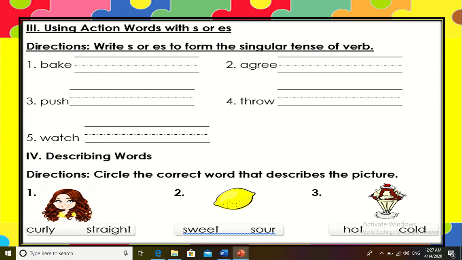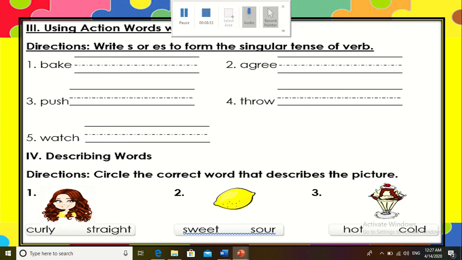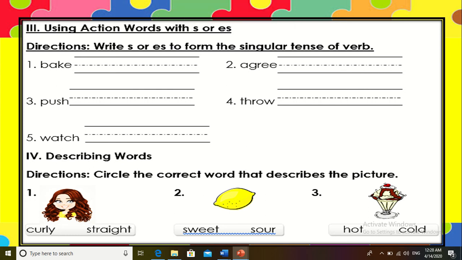Okay, number 1, bake. Copy the word bake again on the line and add S. Very good. How about number 2, KGs? Agree. What should you add in this verb? S or ES? S. Very good.